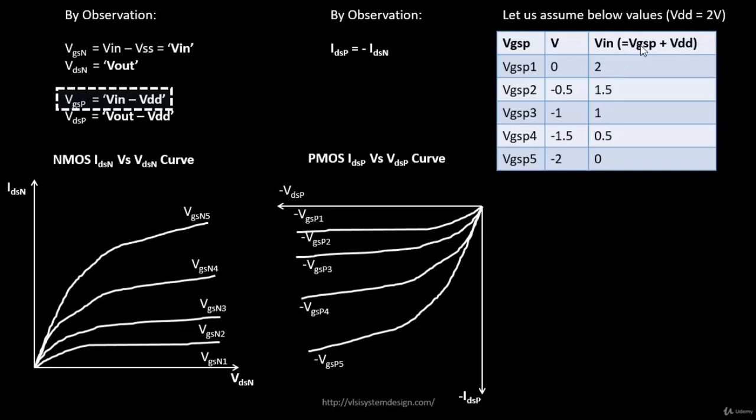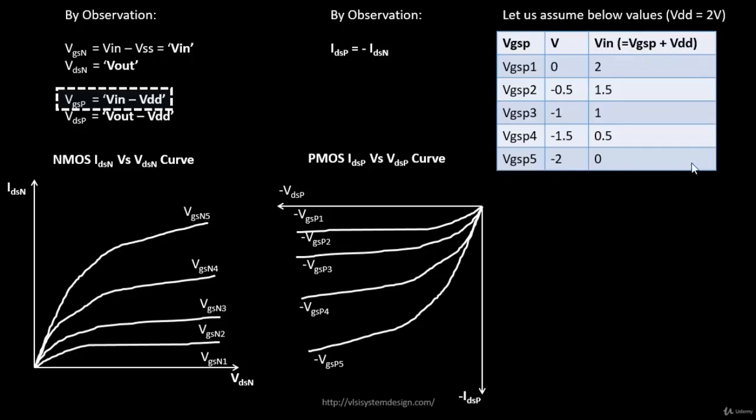Vin will be VGSP plus VDD. The reason we are doing this is we are trying to convert VGSP as a function of Vin only. We'll try to convert all the voltages as a function of Vin and Vout. So this is the first part of it. We have Vin as VGSP plus VDD.